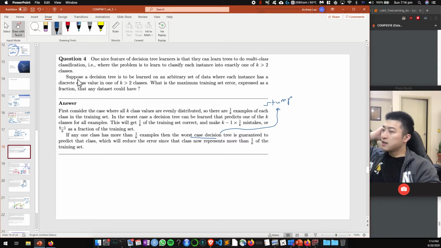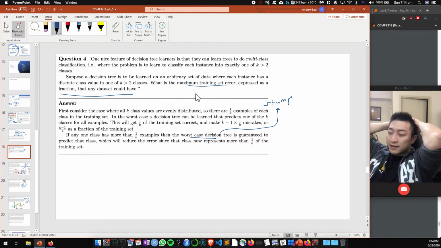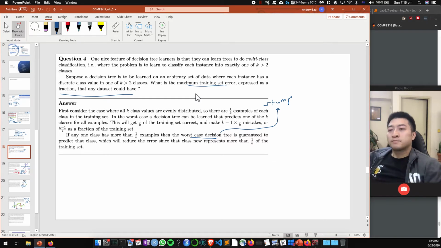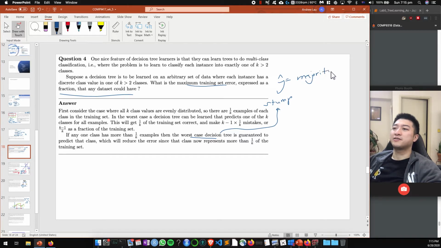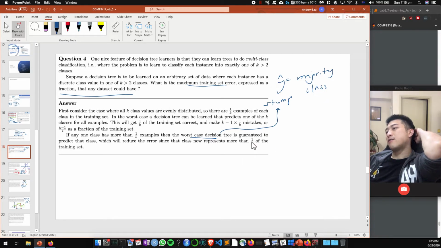Now the question is, suppose you have a decision tree to be learned on an arbitrary set of data. What is the maximum training set error as a fraction that any data set could have? So when they say maximum training set error, just think of the worst possible model you could have. The worst possible model that's kind of reasonable is a stump where your y hat is just the majority class, a constant. Of course, you could have an even worse training error by going y hat equal to the minority class, but that wouldn't even make any sense. Why would you do that, right?